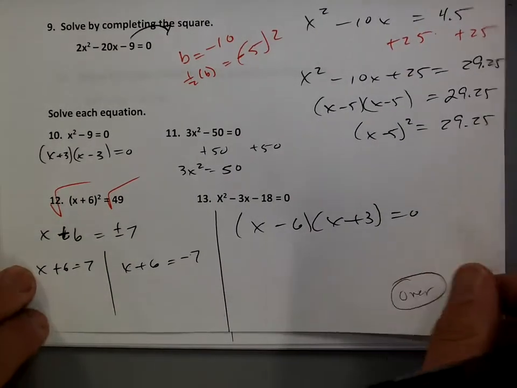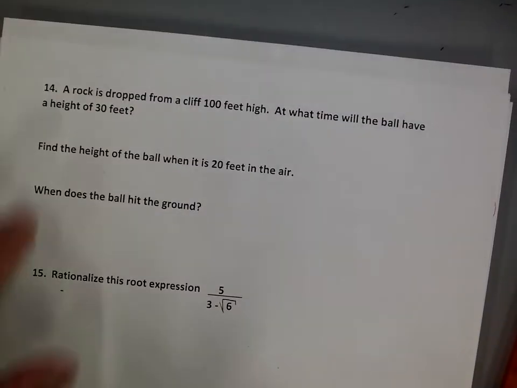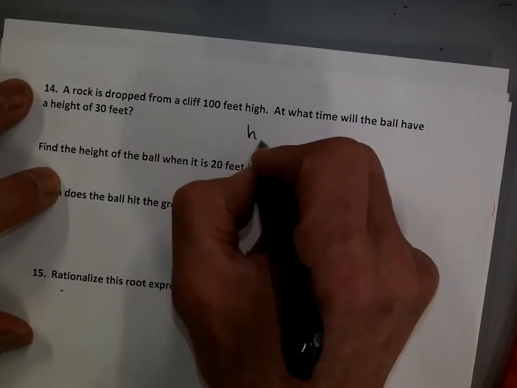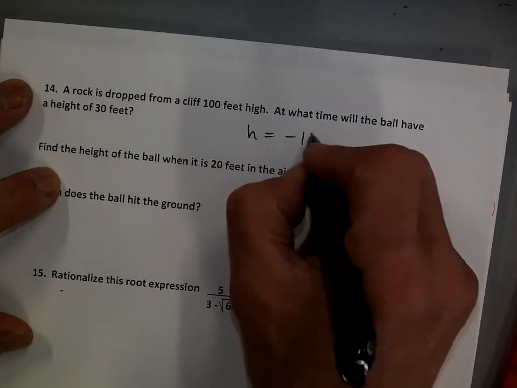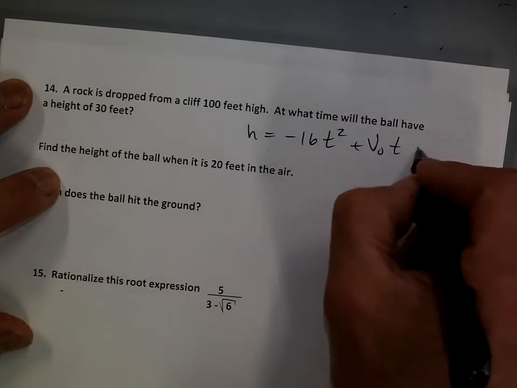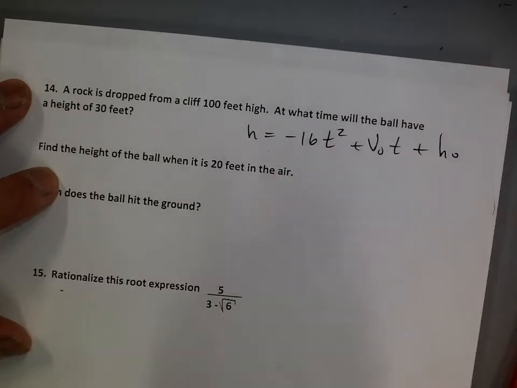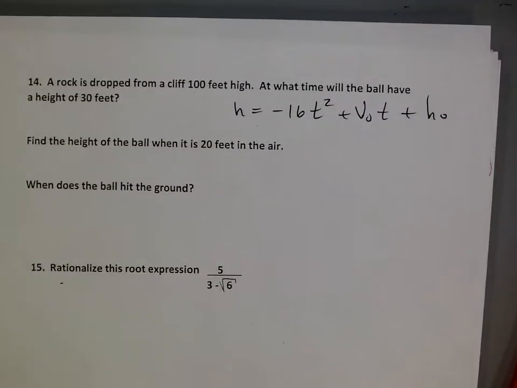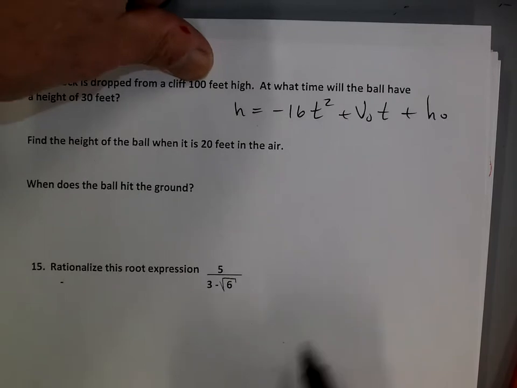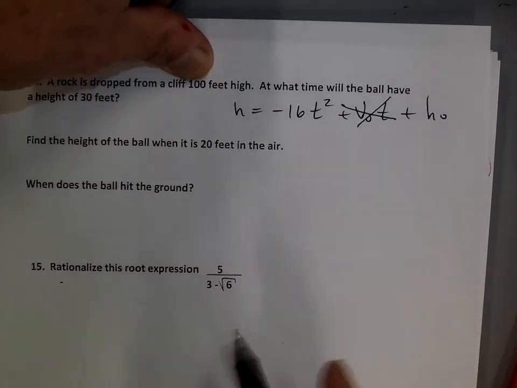Okay, on the back side of my review, I have a ball. So the equation you need is this: h equals negative 16t squared plus v0t plus h0. And I'll give that equation to you on the test, okay? So we're at a height of 100 feet. We're just going to drop it. So that isn't even counted because you're just dropping it.